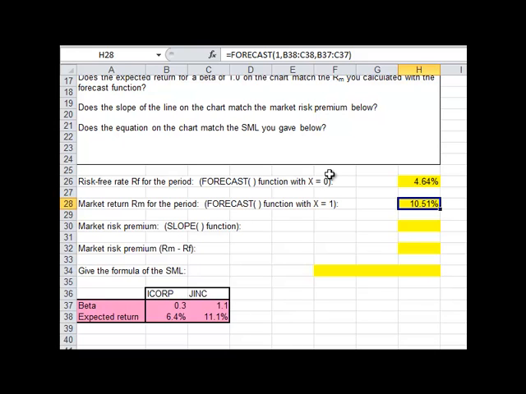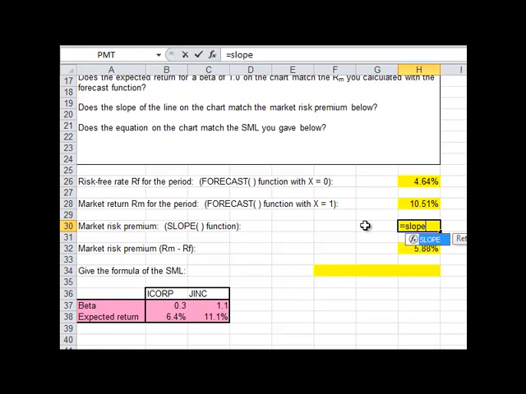Now there's two ways to calculate what's called the market risk premium. I can use the SLOPE function, or I could just simply take the difference between the 10.51 and the 4.64. So I'm going to do that one first. Come down here and say equals 10.51% minus 4.64, and that's called our market risk premium. That's 5.88%.